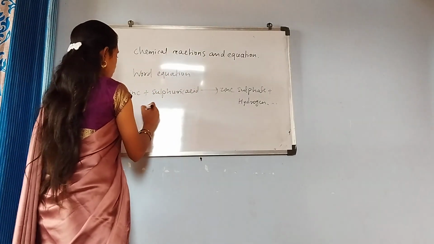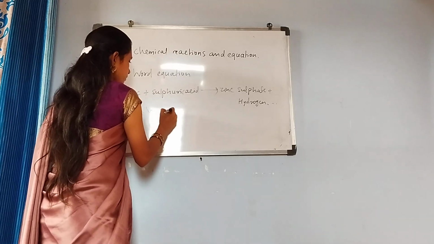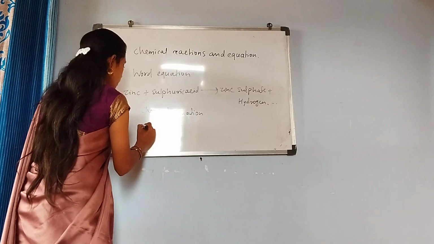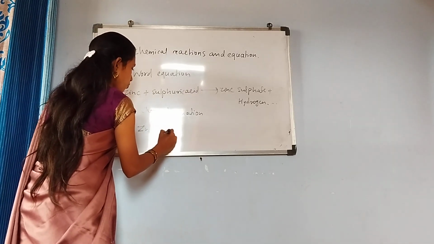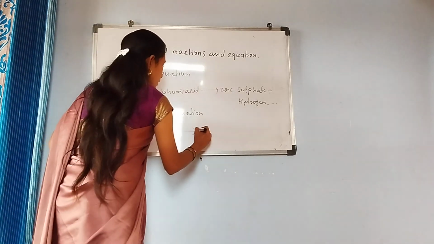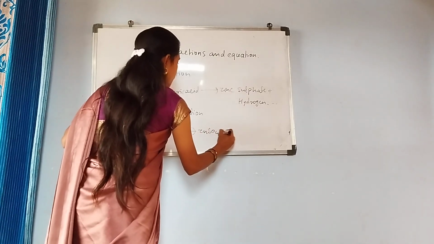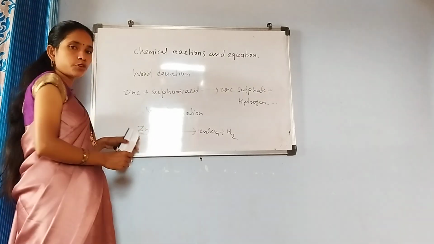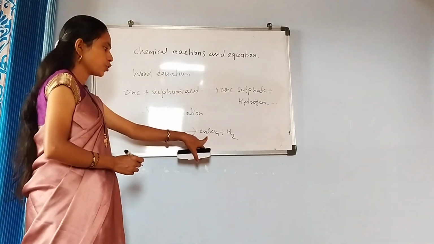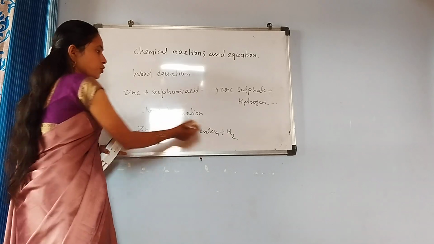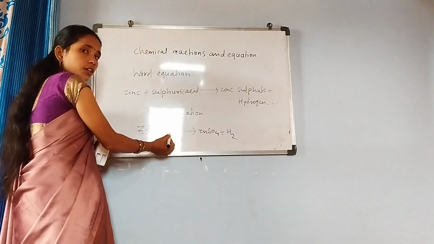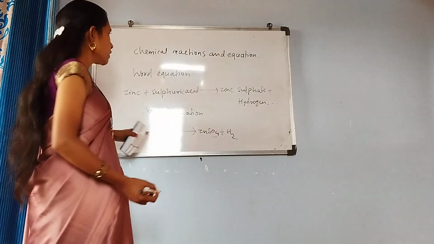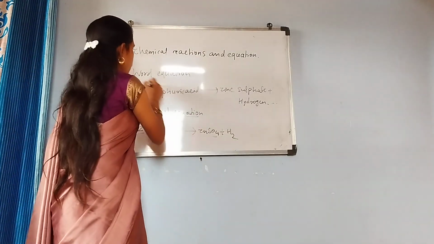So now I will write down the chemical equation. The chemical equation is zinc plus H2SO4, sulfuric acid, gives zinc sulfate and hydrogen. So we can identify here one molecule of zinc, and in the product one molecule of zinc. Here 2 atoms of hydrogen, and 2 again in the product. Here 4 oxygen atoms of sulfate, again 4. So this is the reason we use chemical equations instead of word equations.